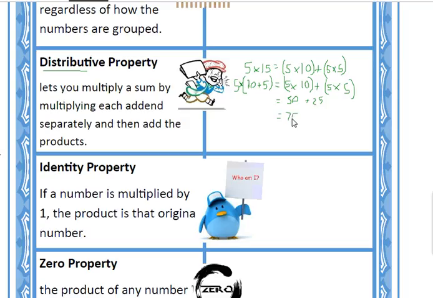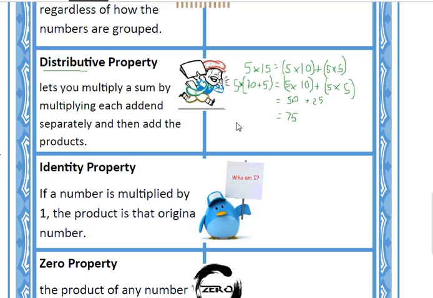Kind of think of quarters. All right? And then that's your answer. So 5 times 15 is 75. So we can solve this through distributive property. And this is really good with mental math. We're going to use this a lot in mental math and breaking apart the problems and distribute them. Okay? So that's how distributive property works.